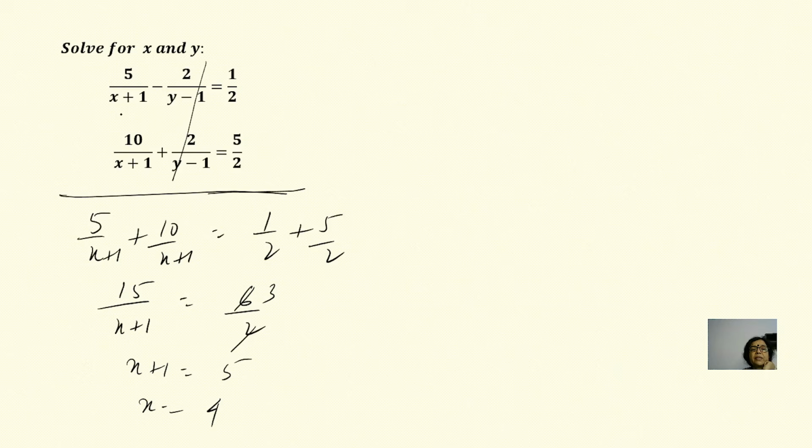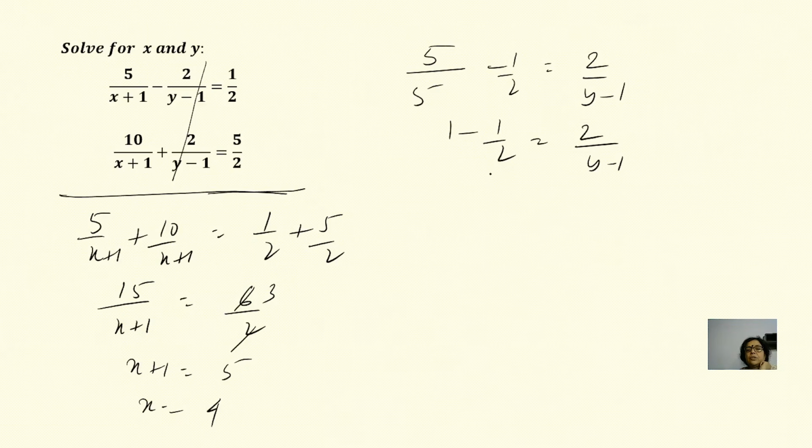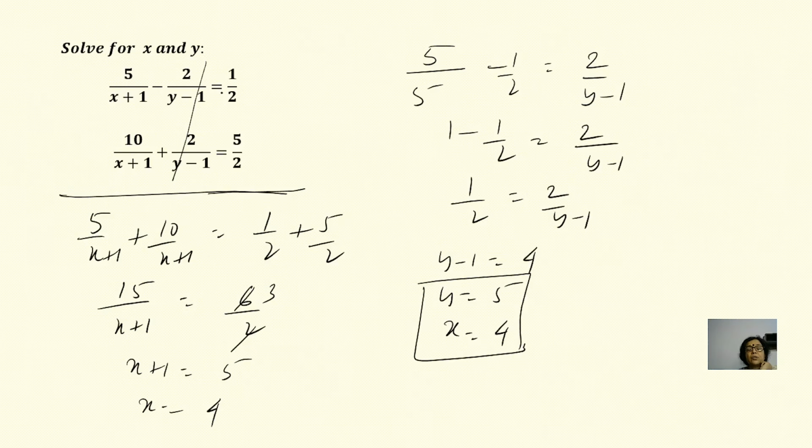So take this value of x as 4 and put it in the first equation. So we get 5 by 5 minus half is equal to 2 by y minus 1. So this becomes 1 minus half is 2 by y minus 1. So this is 1 by 2 is equal to 2 by y minus 1. So y minus 1 is 4. So y is equal to 5. x is 4 and y is 5 is the solution. This also you can start by the assumption method. You can assume 1 by x plus 1 as u and 1 by y minus 1 as v and proceed.